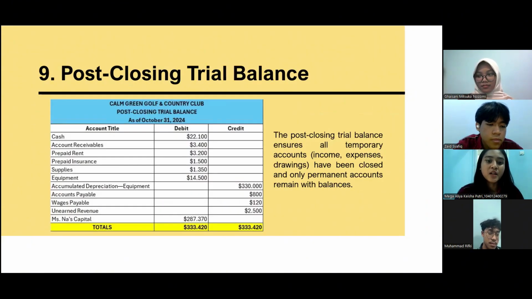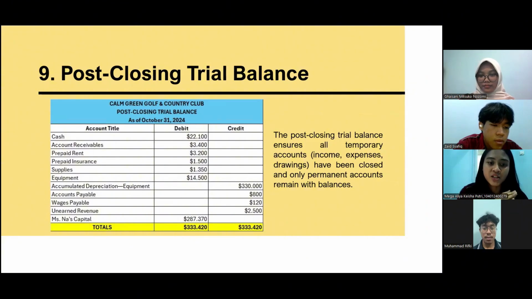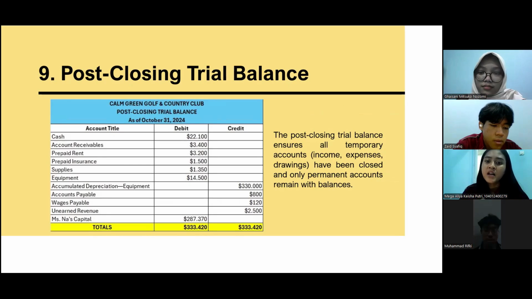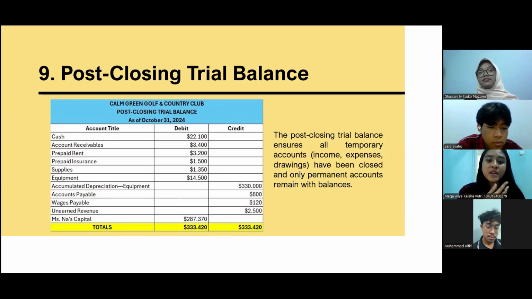Okay, post-closing trial balance. The post-closing trial balance is prepared after the closing journal has been completed and posted to the general ledger. The main purpose of this trial balance is to ensure that all temporary accounts, such as income, expense, and prive, have been closed and no longer have balances.